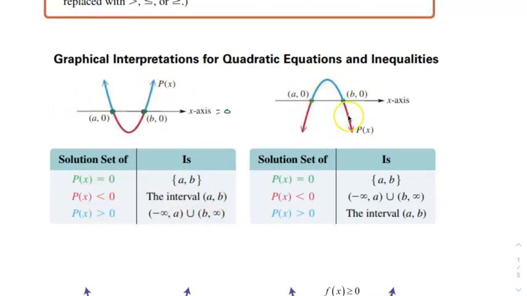If the graph is upside down, then you just flip it. Where are you equal to 0? X-intercepts. Where are you less than 0? Below the x-axis, so here and here. And where are you greater than 0? Above the x-axis, here and here.